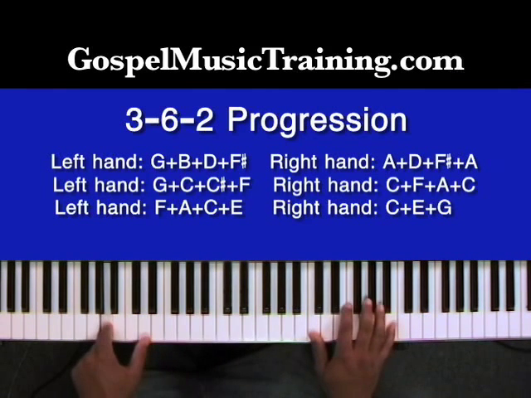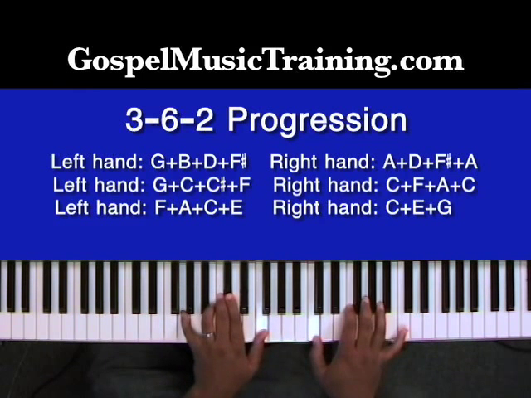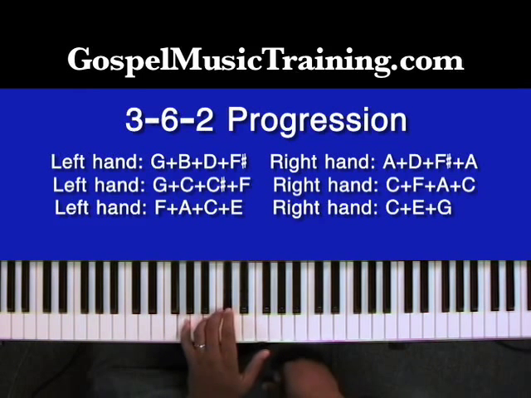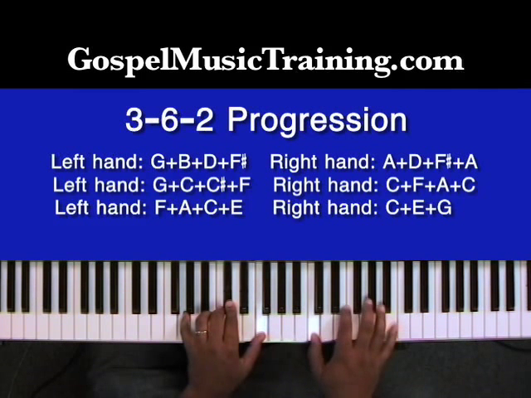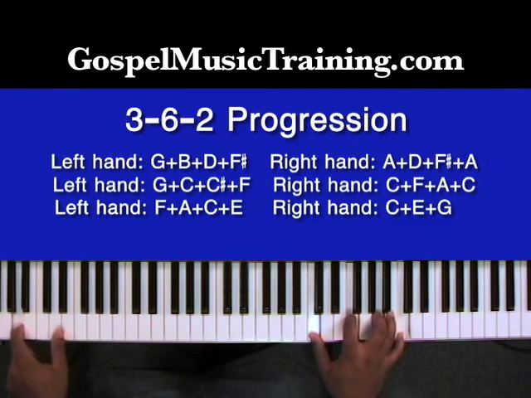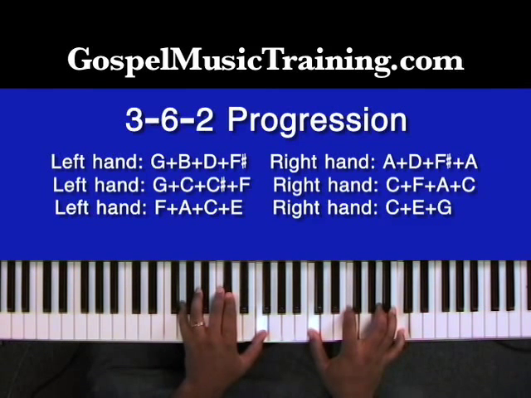Then we go to a sharp 9, sharp 5 chord. So we got G, C, D, C sharp, and F, okay, in my left hand. And in my right hand, I have C, F, A, and C. This is over the A bass.